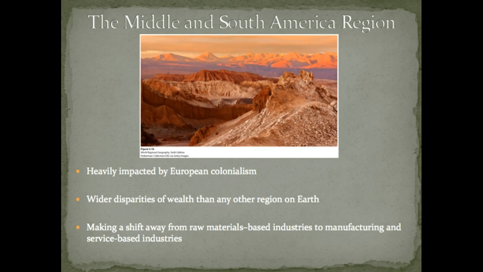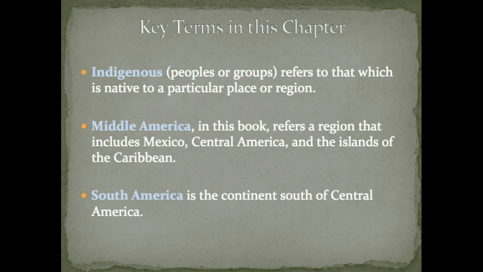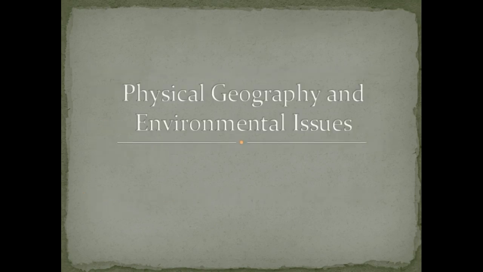Here we see a stunning photo from northern Chile, indicative of the mountainous regions of the Andes, all the way up, continuing in Mexico and through North America, the Pacific Rim of Fire mountains. Other key terms would be indigenous. Peoples or groups, in this case, refers to that which is native to a particular place or region. And we took a look at Middle and South America in the first slide there.